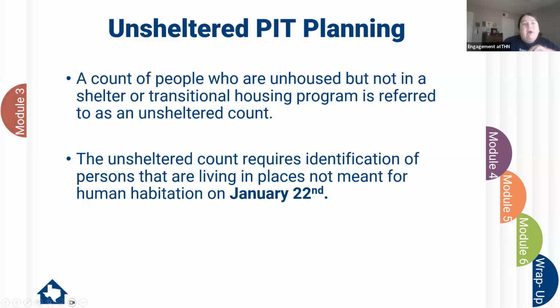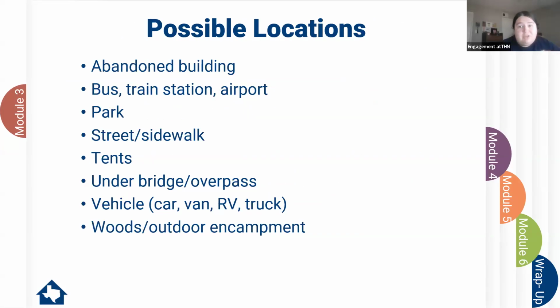So let's talk a little bit about the unsheltered PIT planning. We're going to go ahead and get into this real quick, y'all. So the unsheltered PIT is often referred to as the street count, and it's basically just a count of individuals who are residing in places not meant for human habitation. So we're just requiring that y'all identify persons living in places not meant for human habitation on January 22nd, which is the night of the point in time count. So beyond that, let's talk about some of these possible locations where you might see people experiencing homelessness.